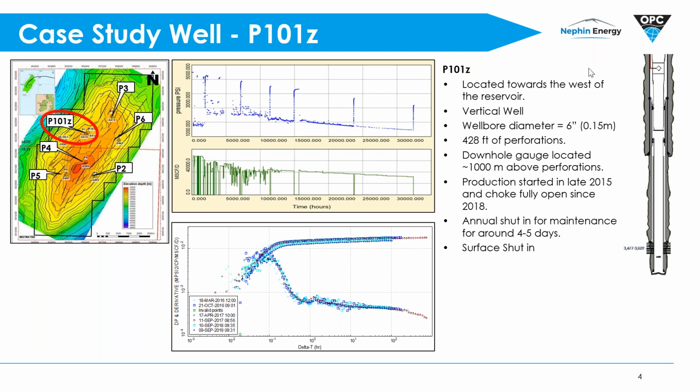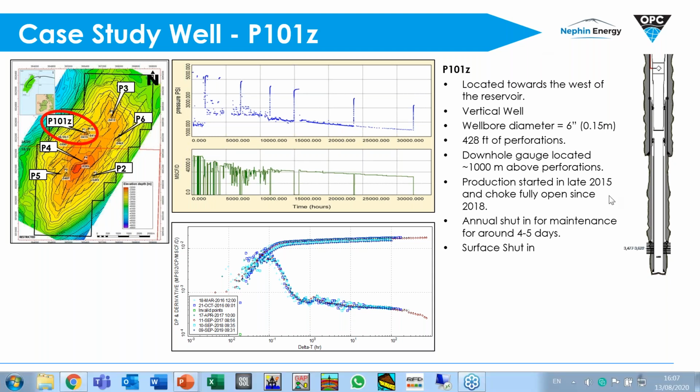P101Z is located towards the west of the field. It's a vertical well. It has a wellbore diameter of 6 inch. It's got 428 feet of perforations. The downhole gauge is located 1,000 meters above the perforations. And production started in late 2015, and the choke has been fully open since 2018.